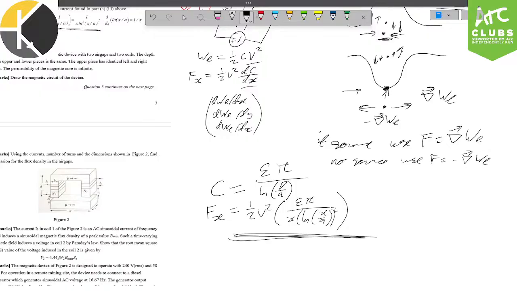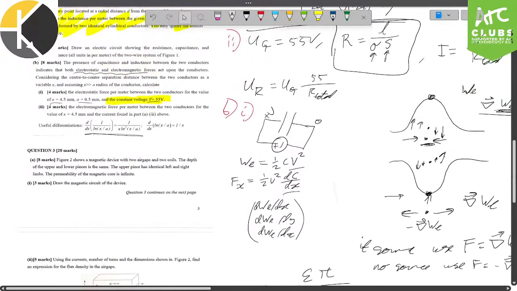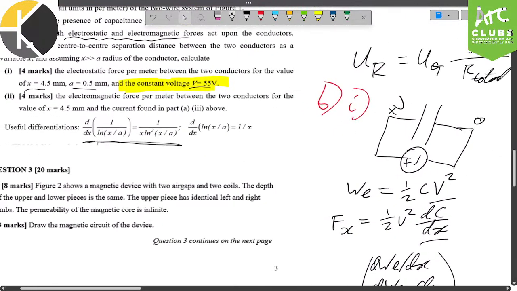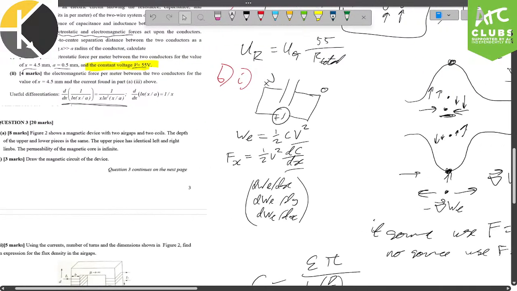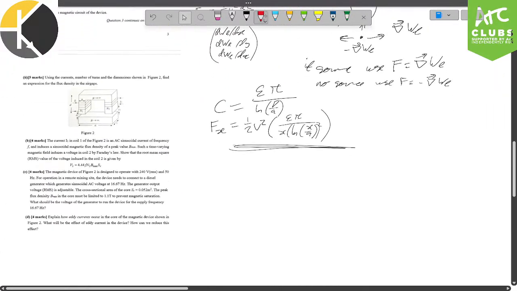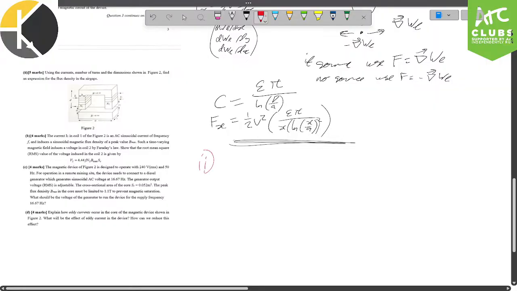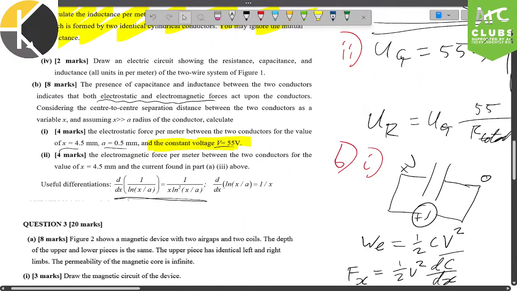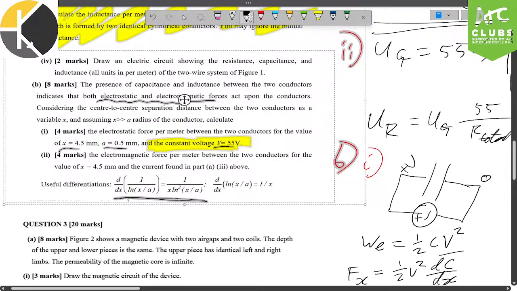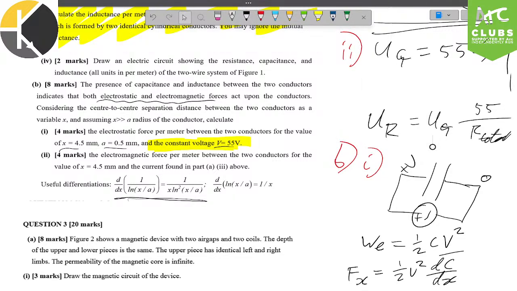Bam. Now we need to go ahead and determine, for part 2, the electromagnetic force per meter, okay, between the two conductors. So, once again, I'll just tap on 2i. We know that, okay, let's go ahead and think about this. In the question, it is saying, given a current found in the part above. So again, we're assuming that there's a supplied current, so we have an active source. So we're going to use the positive gradient of our energy.